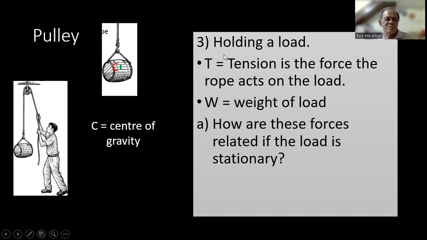Holding a load. Right? Then hold a rope there. T is the tension. W is the weight of the load. Tension is the force the rope acts on the load. So that's your tension, that's your weight, that's the center of gravity. So W equals tension if the load is not moving.